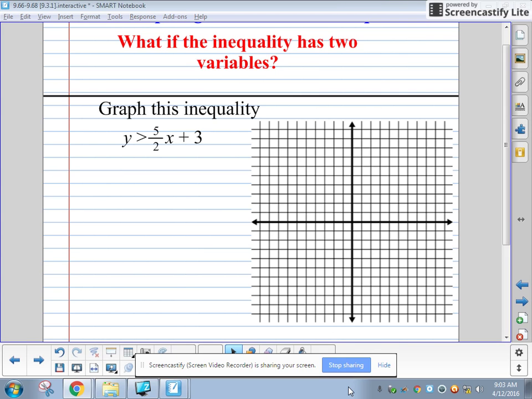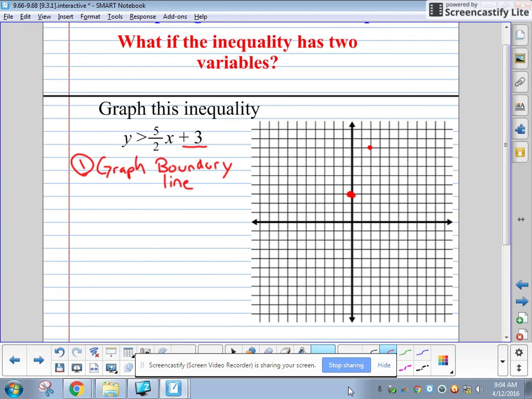So to begin graphing this inequality, we're going to start with graphing the boundary line. I'm going to graph the boundary line using my slope and intercept. My intercept is 3, so I'm going to go up 1, 2, 3 on the y-axis. My slope is 5 over 2, so I'm going to count up 1, 2, 3, 4, 5 as a rise and 2 for the run, and put my other point.